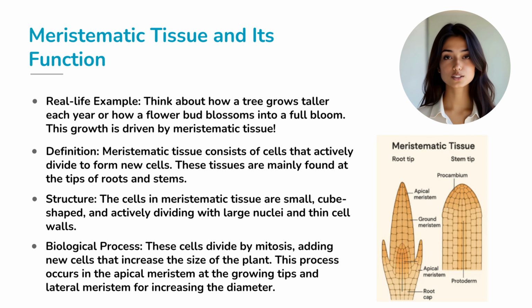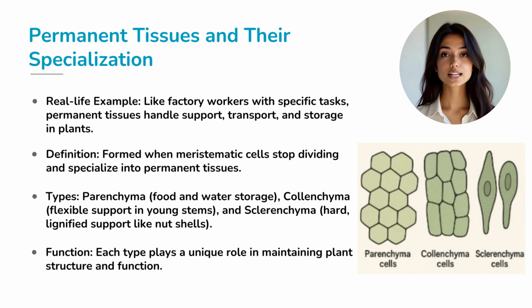Meristematic cells divide through mitosis, creating new cells that allow the plant to grow taller, wider, and deeper into the soil. This process takes place in the apical meristem, at the tips of roots and stems, and the lateral meristem, which helps increase the diameter. Isn't it fascinating how just a few cells can turn into the complex, towering tree we see in nature?